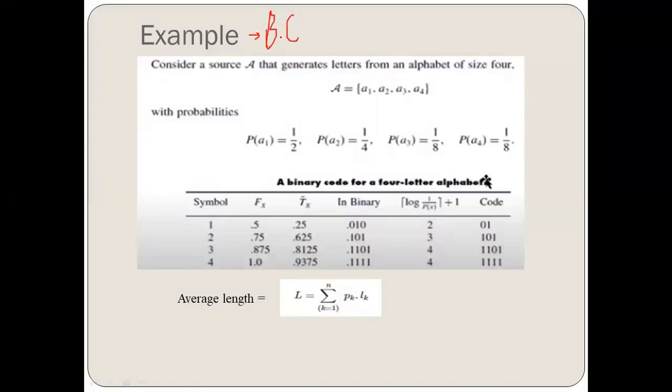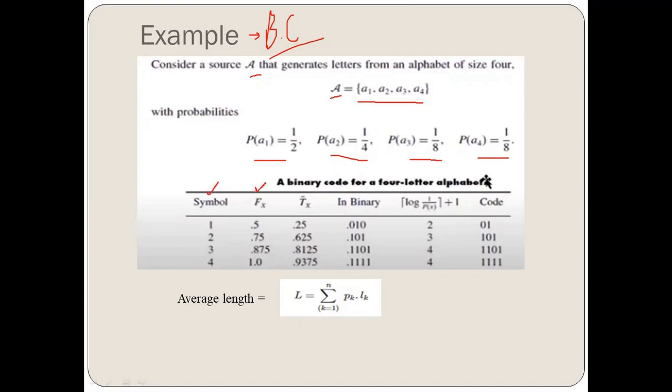We are finding binary codes here. What we did was, we had source A, and in this we had 4 symbols or letters with different probabilities: PA1 is equal to half, PA2 is equal to 1 by 4, PA3 is equal to 1 by 8, and PA4 is equal to 1 by 8 again. We numbered these symbols as 1, 2, 3, 4 in sequence.